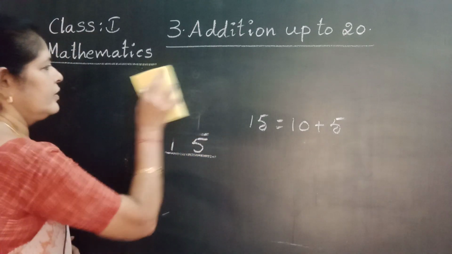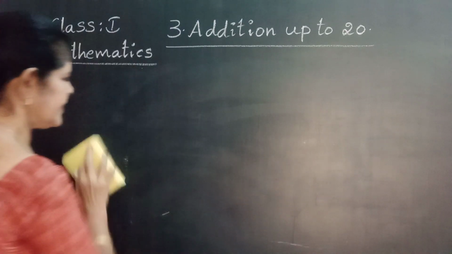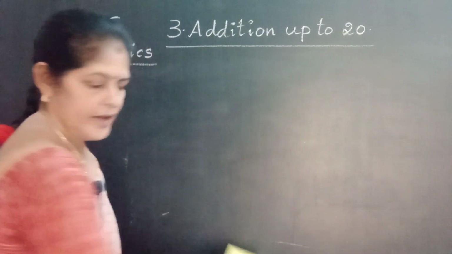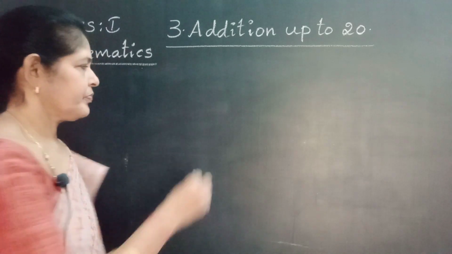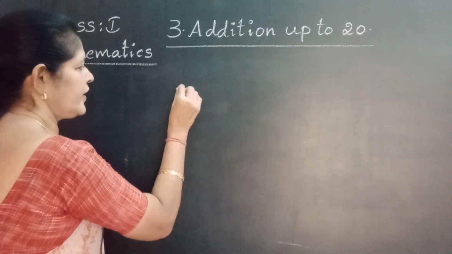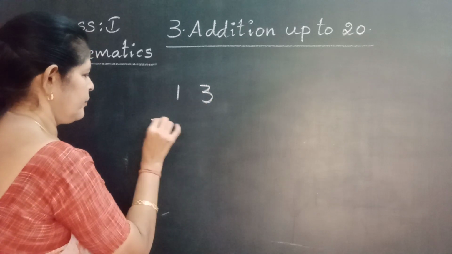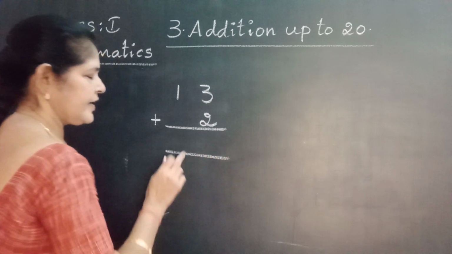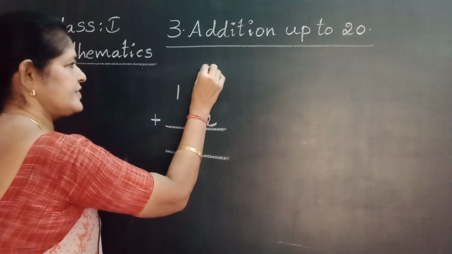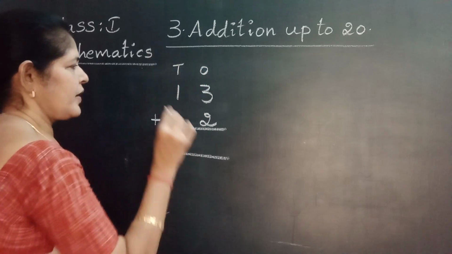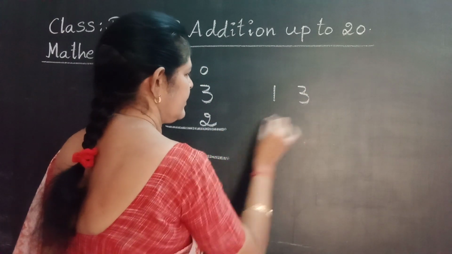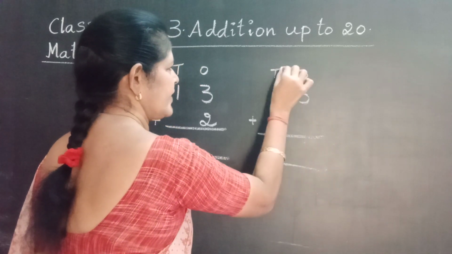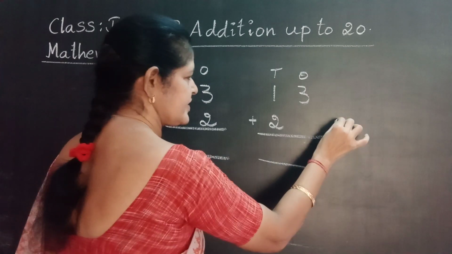Next one. Addition of 2-digit number and 1-digit number. I am going to take 13 plus 2. 13 is 2-digit number. 2 is 1-digit number. Ones place, tens place. But you don't write like this. If you arrange the numbers like this, this is wrong.